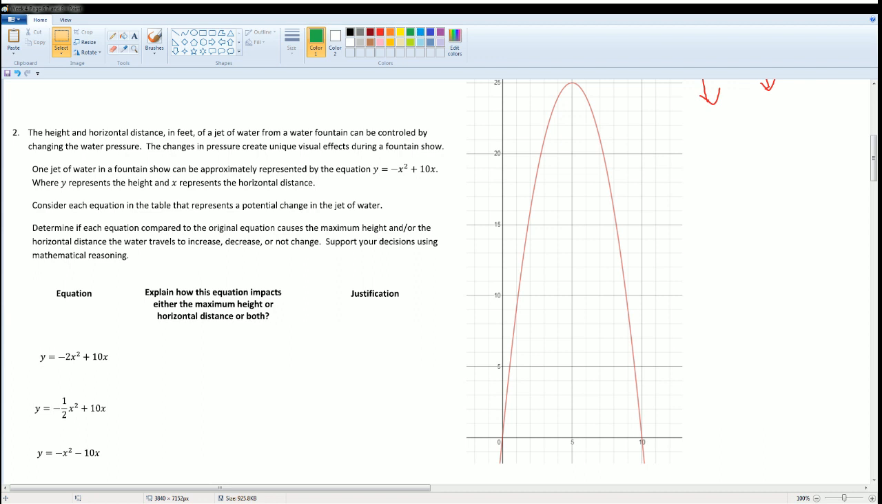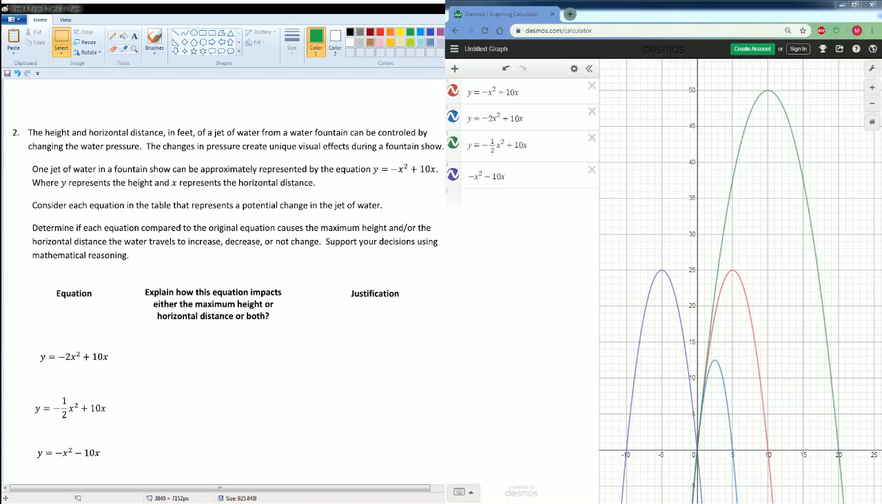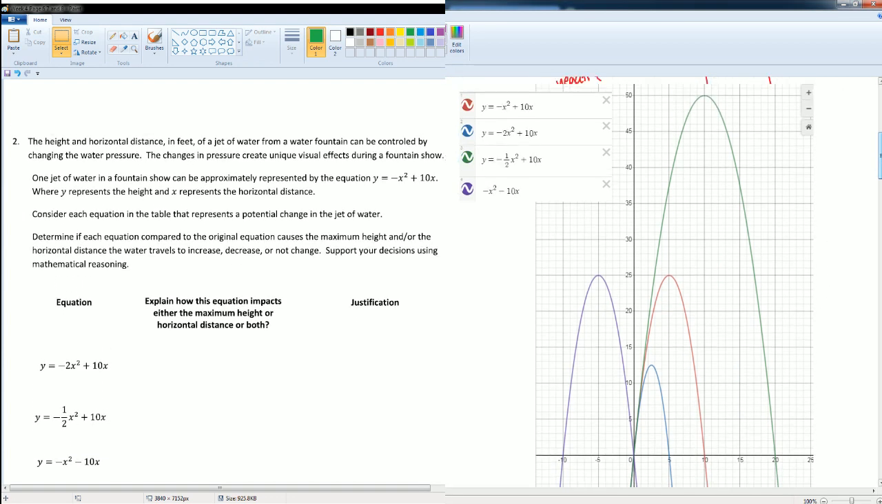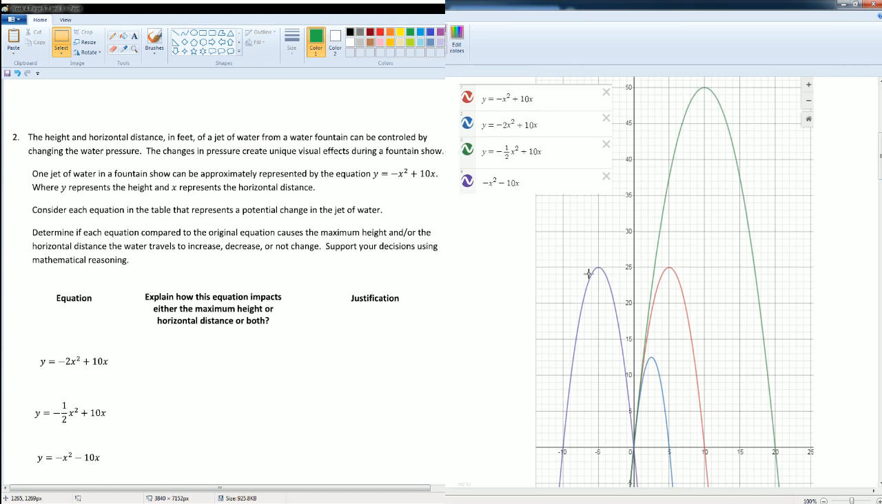So this is how it's going to look in Desmos. Here you go. I just typed in all the 4 equations. The top one is the original, and the bottom ones are the different ones. I'm just going to bring this graph over, and now we're going to just type. So I just brought it over here. Now we can just analyze it. The first one was in blue. And so explain how that impacted.